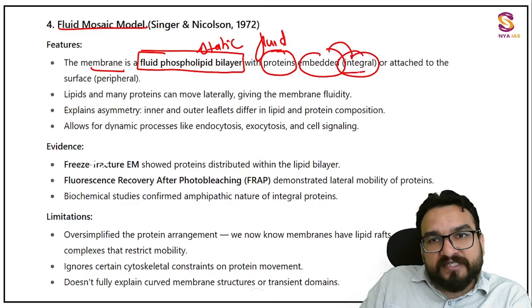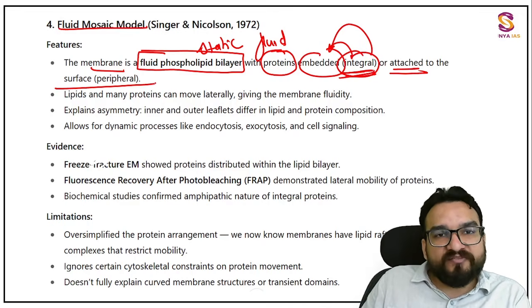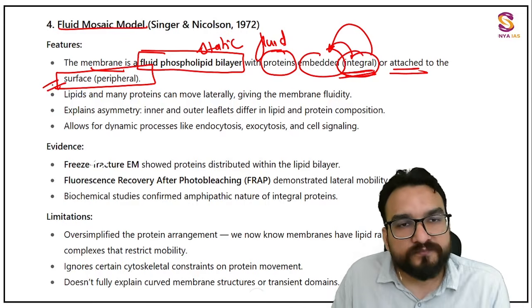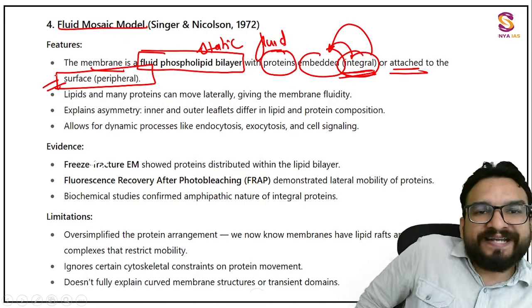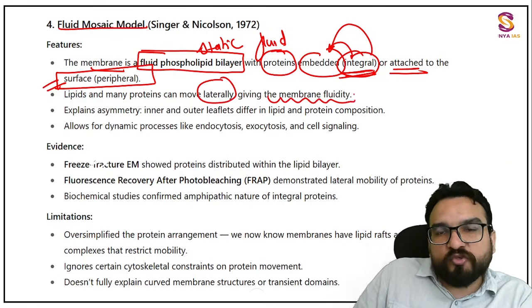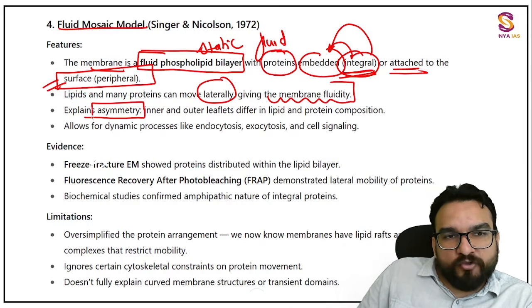Integral proteins के बारे में किसी ने बात नहीं करी. They are talking about integral or attached to the surface over here, peripheral. So lipids and many proteins can move laterally, giving the membrane fluidity. It explains asymmetry also. This you should highlight, that this explains asymmetry.